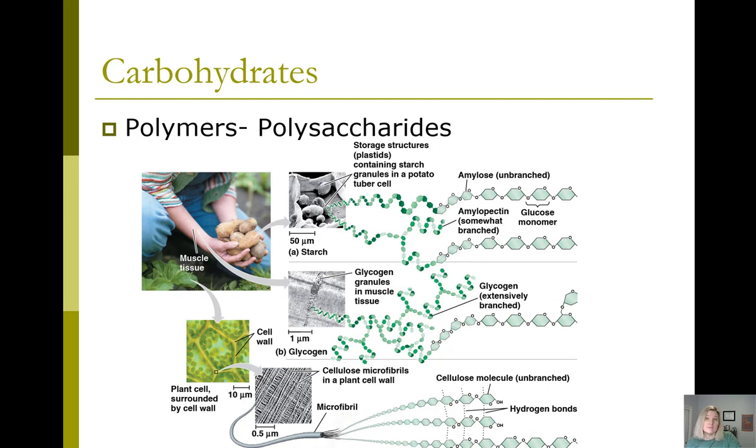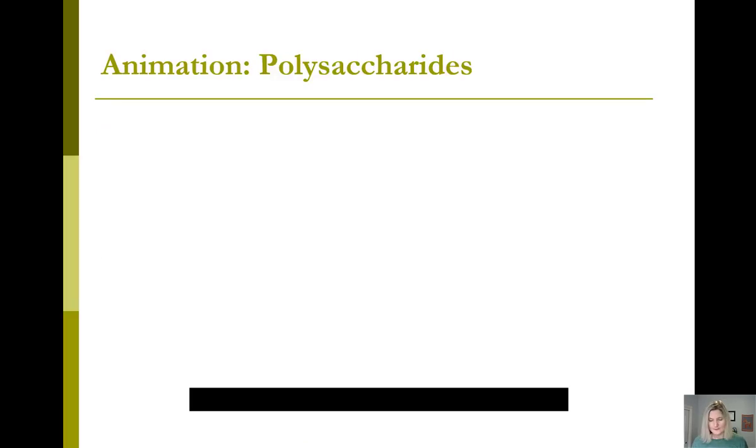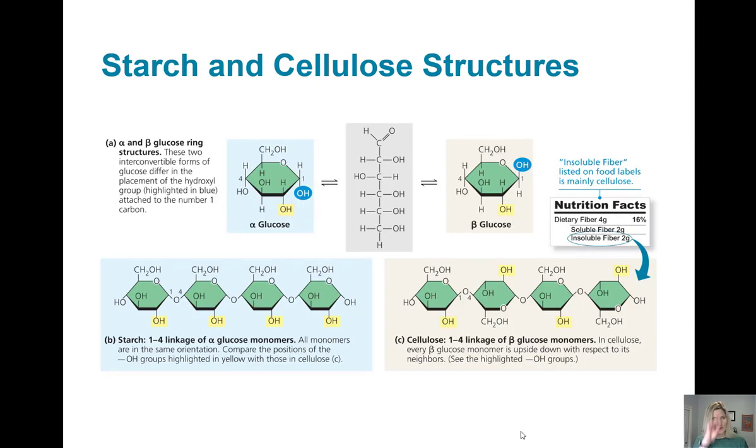Now, animals, we don't make cellulose, but some animals, such as our insects and our crustaceans, have this hard exoskeleton, which is made of something called chitin, and that's very similar in structure to cellulose. Okay. Fungus also has chitin instead of cellulose as well. Okay, so let's move on.